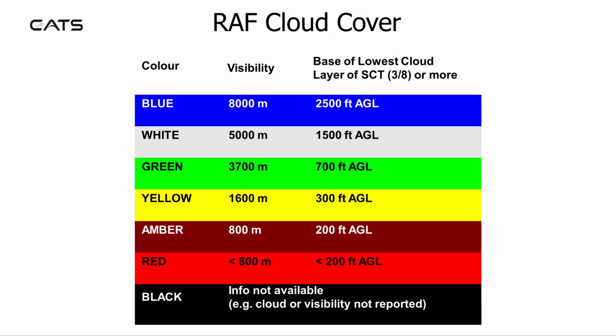Red would be a bad day with a visibility less than 800 meters with a cloud base less than 200 feet. And black is known as a black flag day, where either information is not available or there is no flying whatsoever. Some of these colours, blue, white, green, may be seen on military meteorological reports.